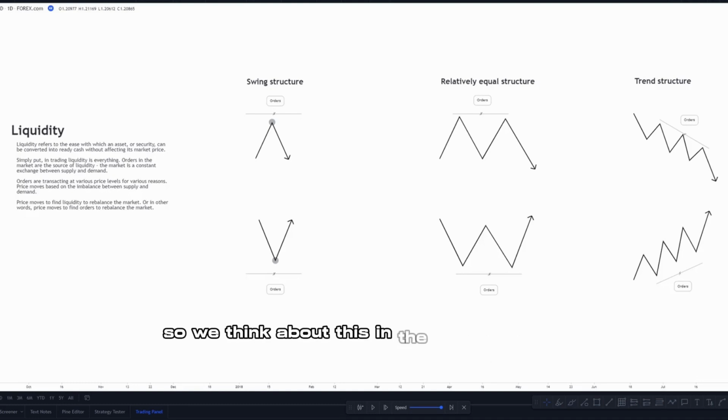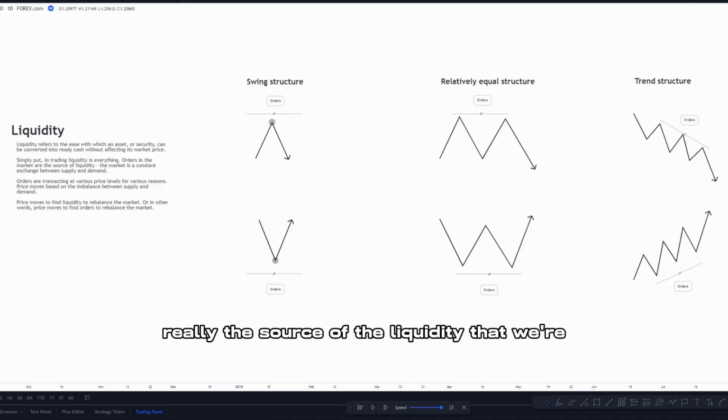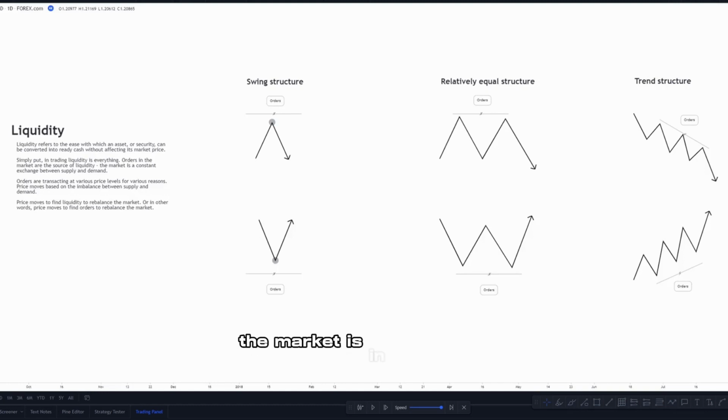What that basically means is being able to convert one currency into another without inversely affecting the price. So when we think about this in the simplest terms in trading, liquidity is literally everything. Orders in the market are really the source of the liquidity that we're seeing. The market is in a constant battle between supply and demand. Supply and demand is exchanging, and at the end of the day, at any given price on a price chart, there are orders. People are looking to buy, people are looking to sell.